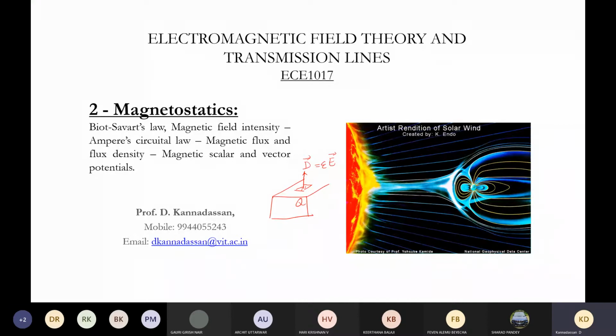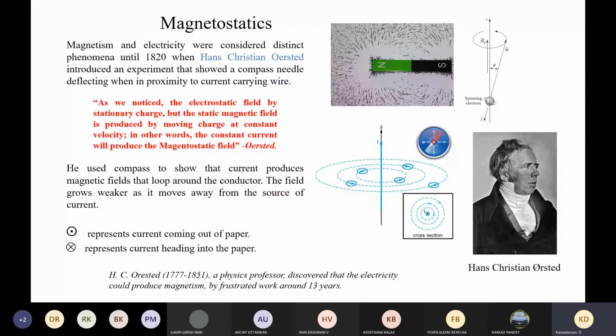Magnetostatics actually started very long back, originally well before electrostatics. I already told about that. In fact, the very first invention of the magnet itself is the starting point of magnetostatics. So it is available from very long back.